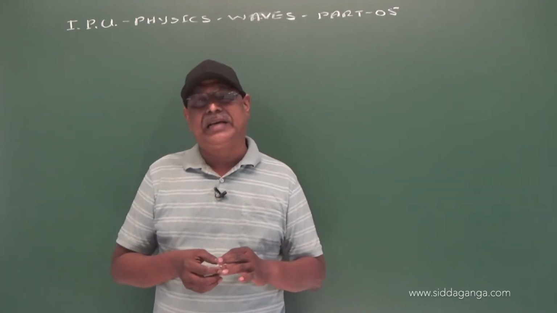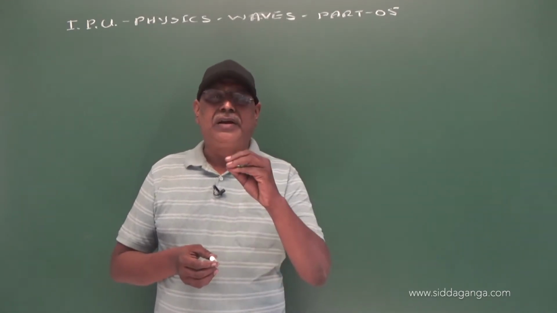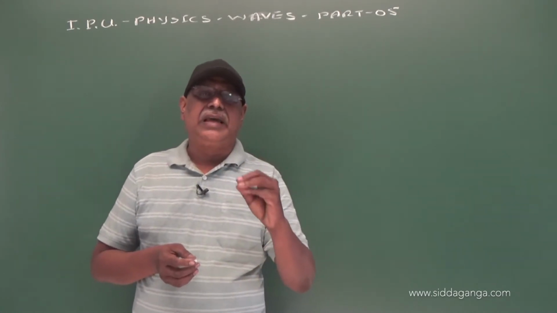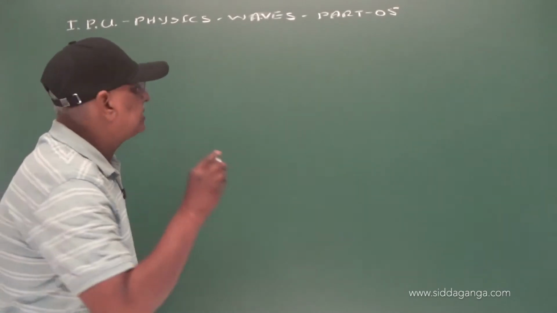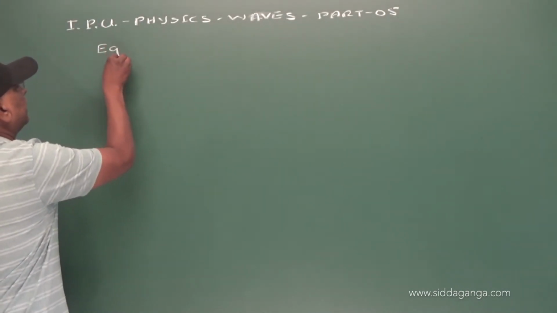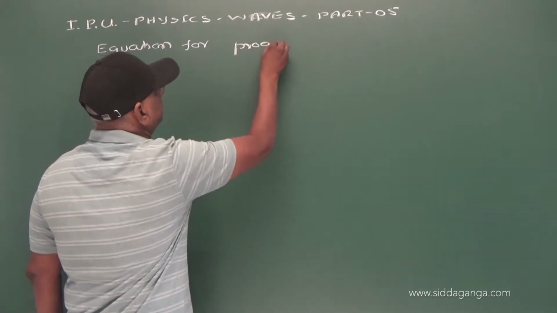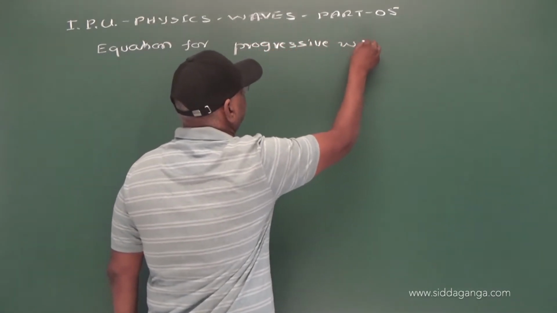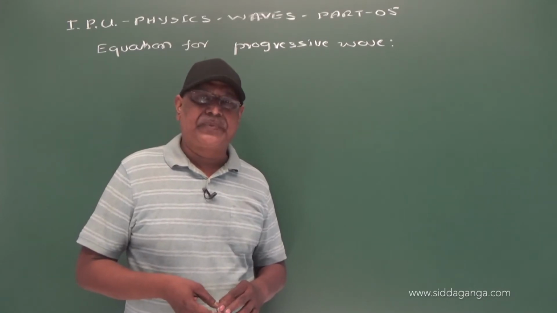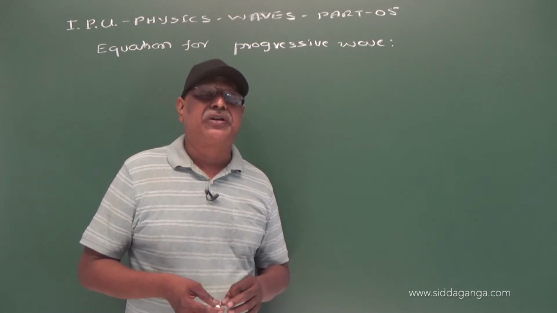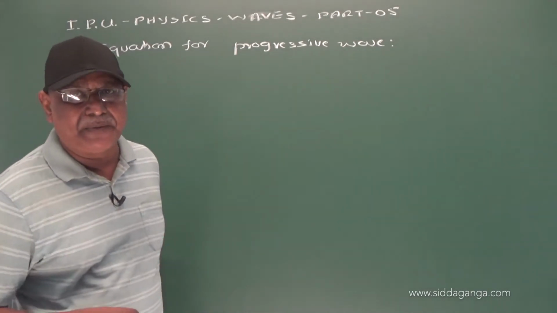The difference between them is that a transverse progressive wave exhibits polarization, whereas a longitudinal progressive wave does not exhibit polarization, right? So now we will take up the equation for a progressive wave. And of course, for board examination, it is a 5 marks question, right? The question will be like this: obtain an expression for, or obtain the equation of, a progressive wave, right?